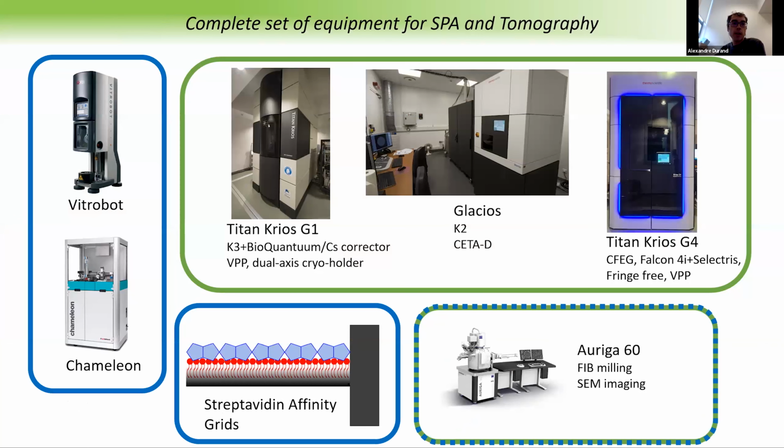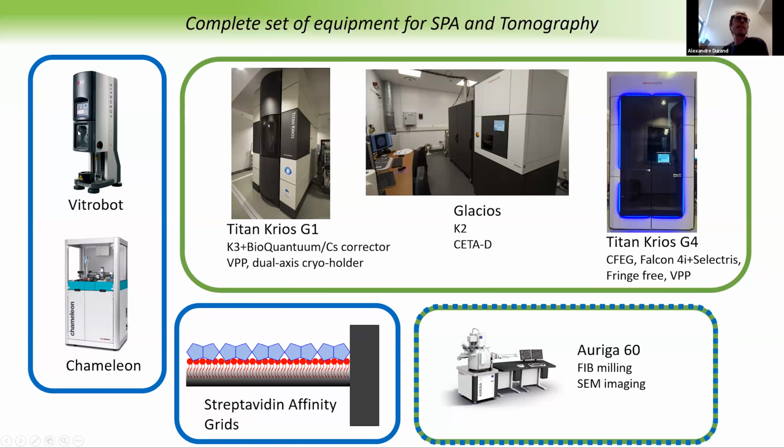We offer access to a complete set of equipment to run cryo-EM projects, either by single particle analysis or by tomography. At the heart of the facility, of course, we have a transmission electron microscope. We're equipped with a Glacios that is mainly used for screening, but also for data acquisition, thanks to the K2 direct electron detector. We also have two Titan Krios, including a very recent G4 Titan, equipped with all the recent developments and technical advances available, producing very high image quality for high resolution imaging.